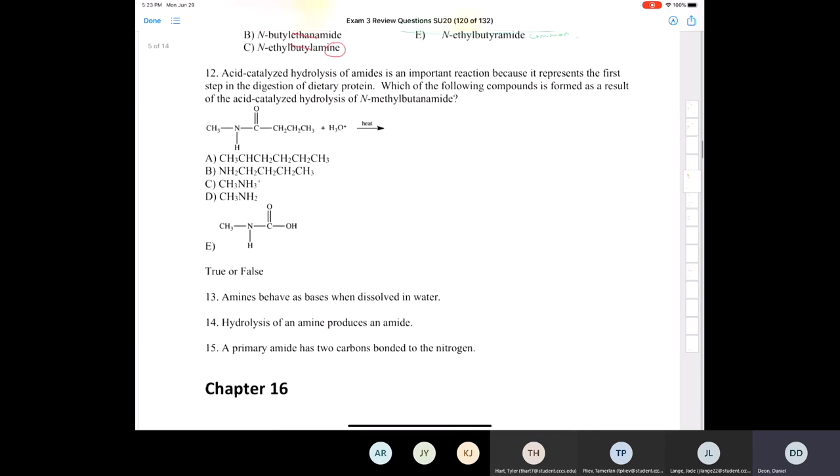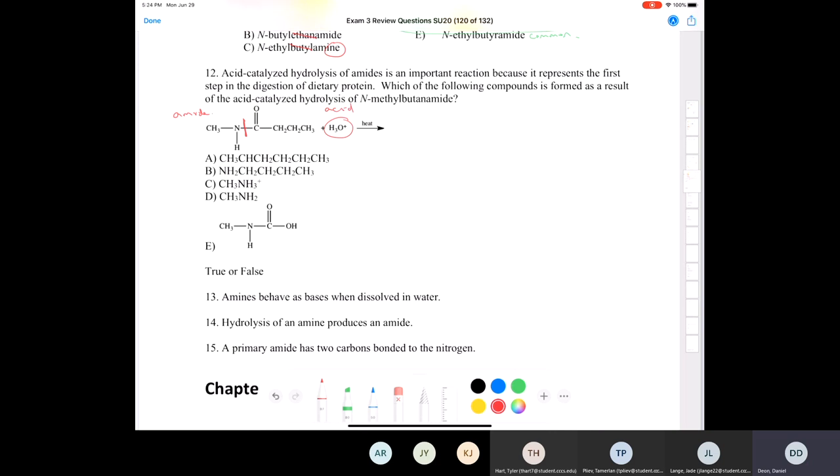Let's move on to number 12. It says acid catalyzed hydrolysis of amides is an important reaction because it represents the first step in the digestion of dietary protein. All right, so I'm going to do an acid catalyzed hydrolysis of this compound. Now it says, which of the following compounds is formed as a result of the acid catalyzed hydrolysis of N-methyl butanamide? Now notice that we have an amide bond and we're going to break this bond, right? That's the amide bond.